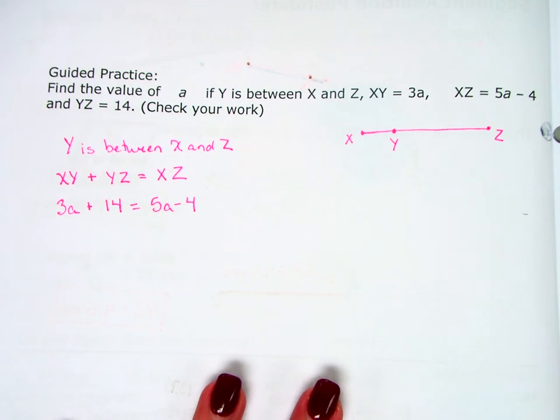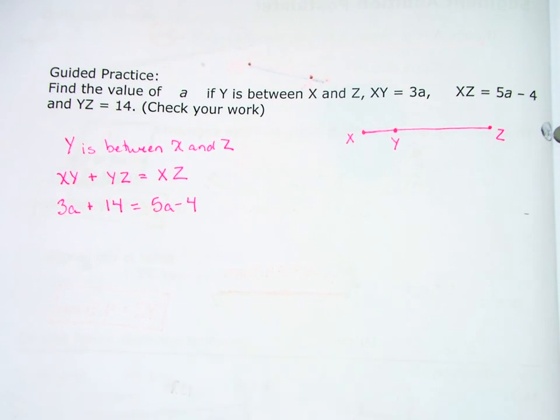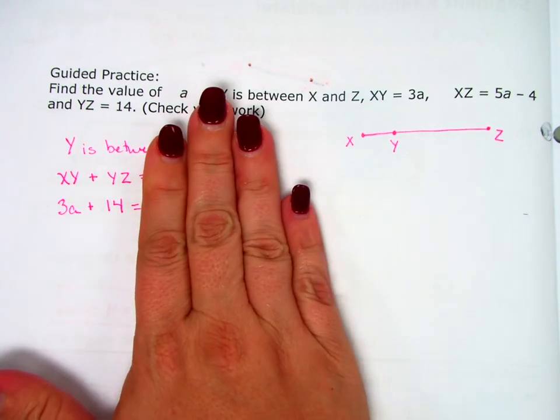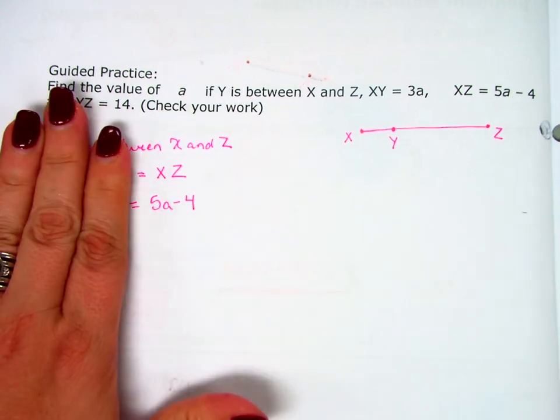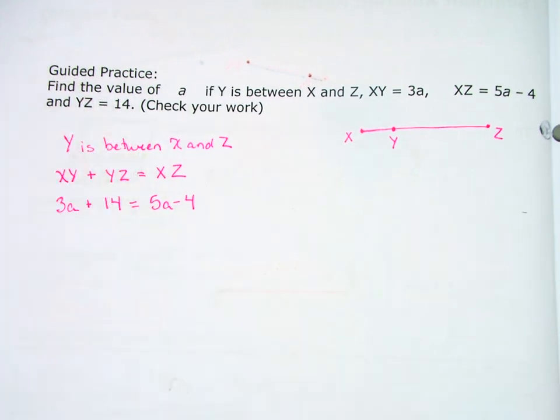All right, am I going to combine like terms to solve this? Why not? Because the equal sign is in the way. Right. If I look at each side of the equal sign, 3a and 14, those aren't like terms. 5a and minus 4, those aren't like terms. What am I going to do? Subtract 14 from both sides.